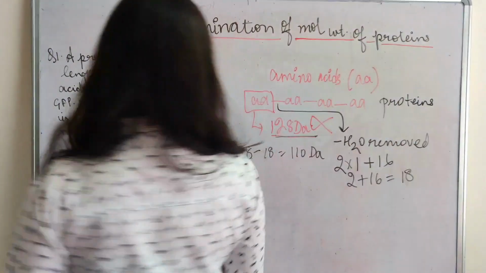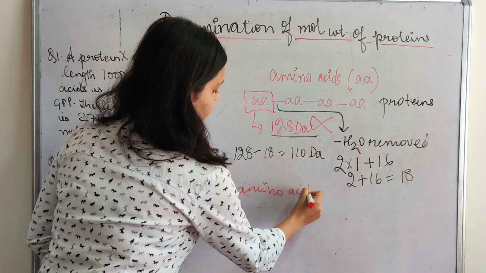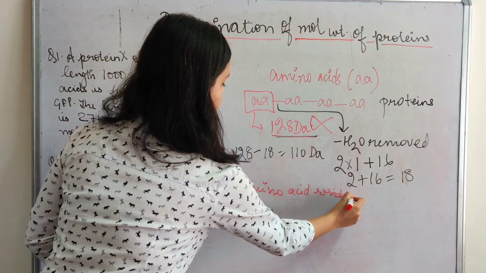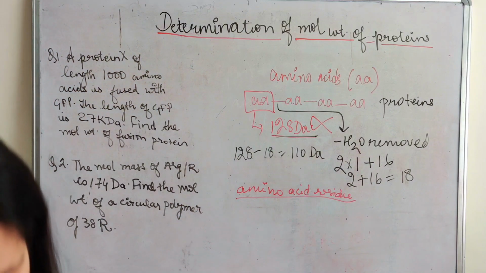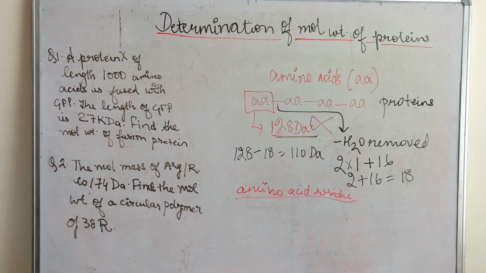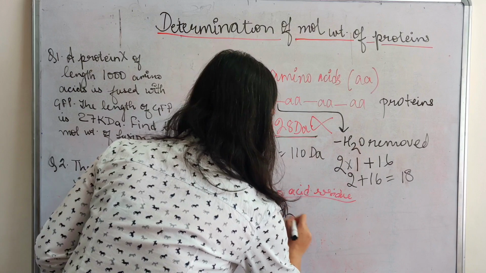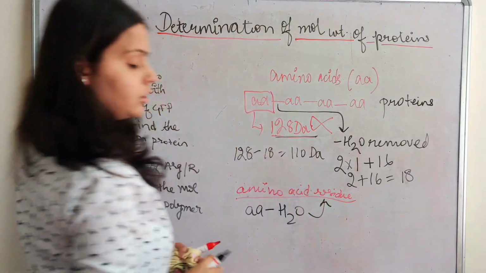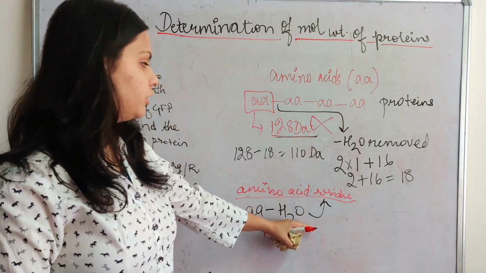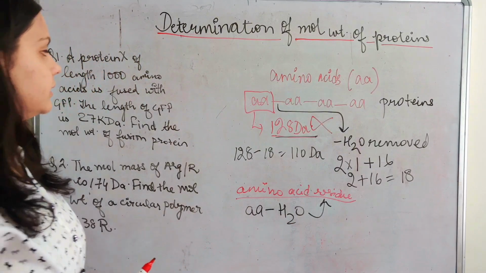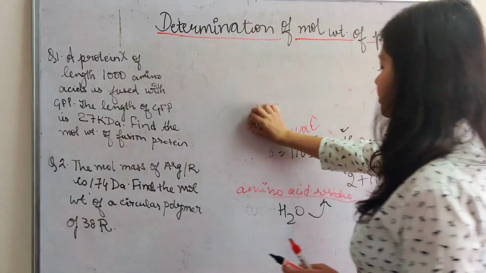Now you may have come across another term called amino acid residue. What is the difference between an amino acid and an amino acid residue? When a water molecule is removed, that is, amino acid minus water molecule gives us the amino acid residue. So an amino acid residue is simply an amino acid without a water molecule. So I think this is clear. This is the basic concept of how to calculate the molecular weight of proteins.